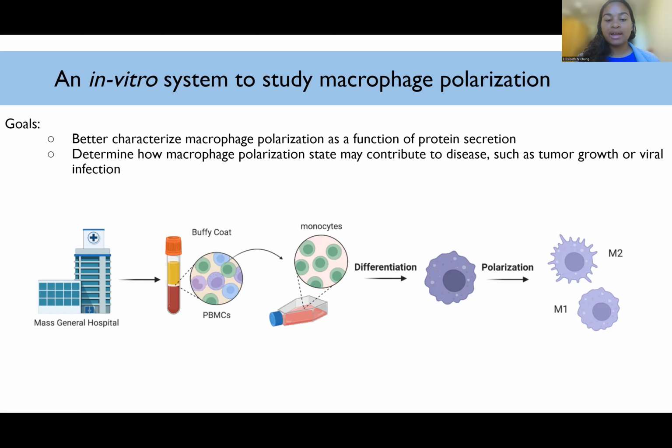So a general schematic of our project and how we obtained this was by going to Massachusetts General Hospital to get Buffy coats, which are blood samples that are centrifuged to have a more concentrated solution of white blood cells and peripheral blood mononuclear cells. And from this, we isolated monocytes, which we further differentiated into macrophages. And after differentiating them, we treated them with different conditions to polarize them into the M1 and M2 states, respectively.